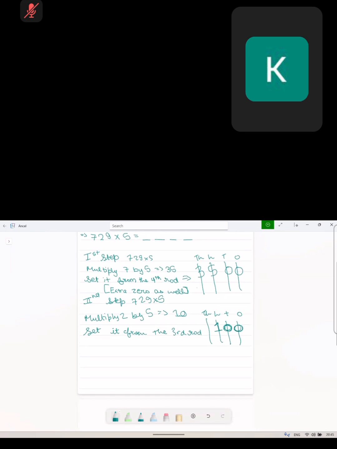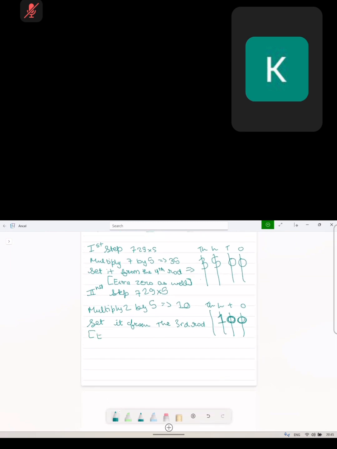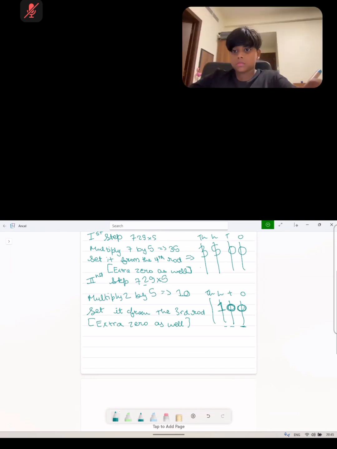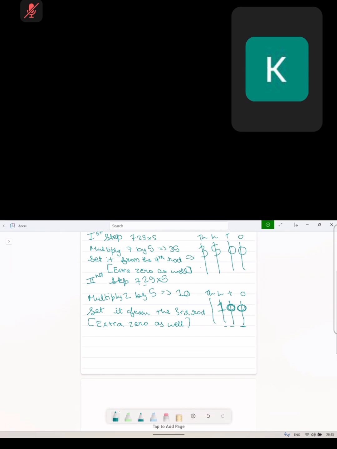So what I've written in the second step, what we'll do, multiply 2 by 5 because the second number is 2 here. So we have multiplied it by 5, which was our 1 digit, and then we've got the answer 10. So we'll set it from the third rod, and then we'll add an imaginary or an extra 0. Now this much is written? Yes. Now we're moving on to the third step.